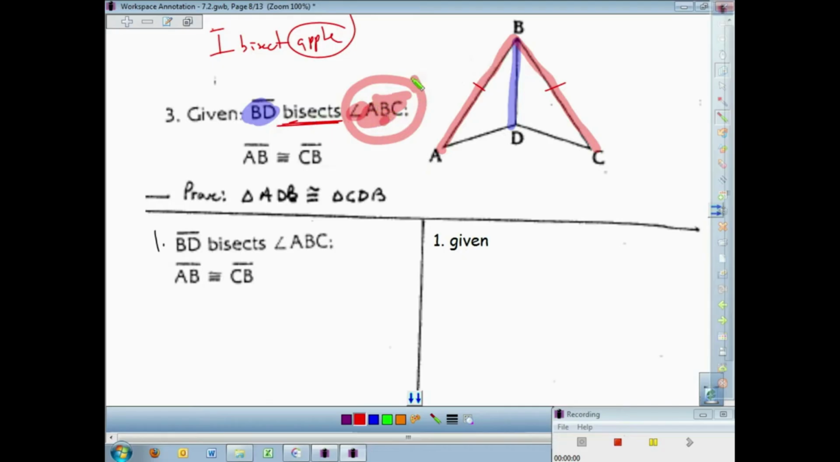So if we want to mark this information, let me go green here. If this blue thing cut this red angle into two equal pieces, shouldn't this happen right here? This little angle has got to be the same as that little angle. The big red angle got cut into two equal pieces. All I have to do now is write down what I just marked.